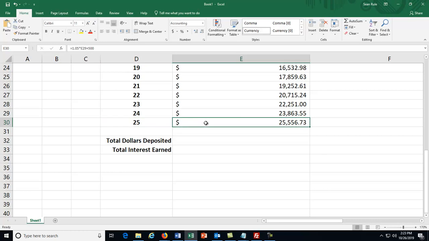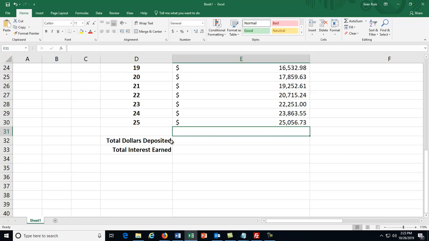In this year 25, I'm going to delete that last 500 bucks. Because if you think about it, they're just going to let that last one accrue and then pull the money out. So they're not going to stick that last 500 bucks in because it's not going to earn any interest anyway. They could just have the 500 bucks and put it somewhere else. So everybody catch that. The last one doesn't have 500 bucks.